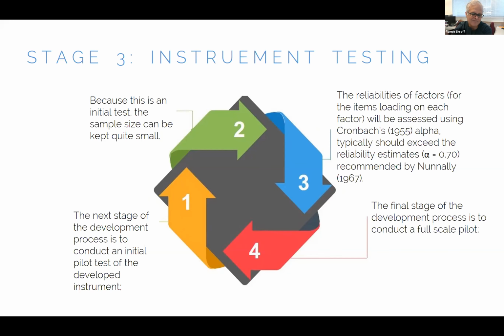Okay, so any alpha value that exceeds 0.70 is typically a good reliability estimate. And the last part of this research study is really to conduct a full-scale study of this instrument as well. Okay, so this pretty much wraps up my presentation. Any questions?